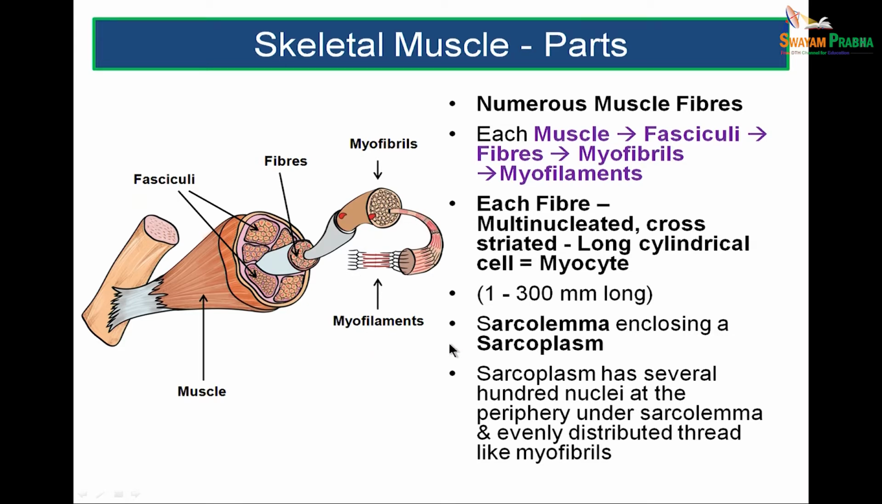In muscle, the cytoplasm is called sarcoplasm and the plasma membrane is called the sarcolemma. In skeletal muscle, the sarcoplasm has several hundred nuclei and they are peripherally placed under the sarcolemma.